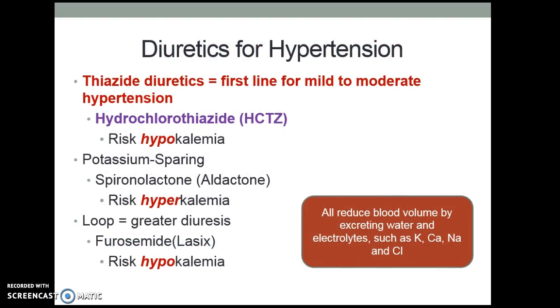So the diuretics, first thing, thiazide diuretics are your first line for mild to moderate hypertension. Hydrochlorothiazide, HCTZ, is potassium wasting, so your big risk is hypokalemia. Your potassium sparing diuretic can also be used, Aldactone. With that, you have a risk of hyperkalemia. And when we talk about Cushing's and Addison's, we'll dig a little bit deeper into why that is. Loop diuretics are going to give you some greater diuresis, but once again, there is a risk of hypokalemia. All are going to reduce blood volume by excreting water and electrolytes such as potassium, calcium, sodium, and chloride.